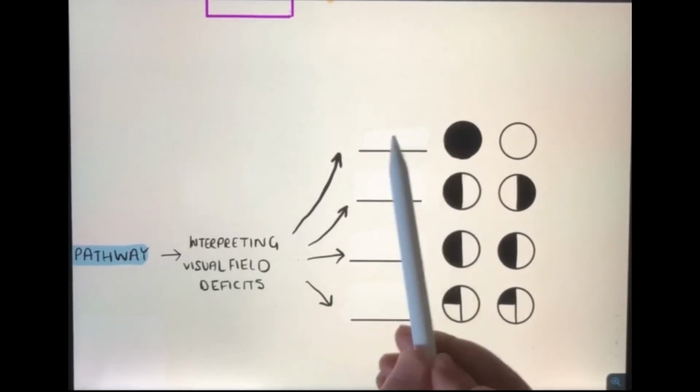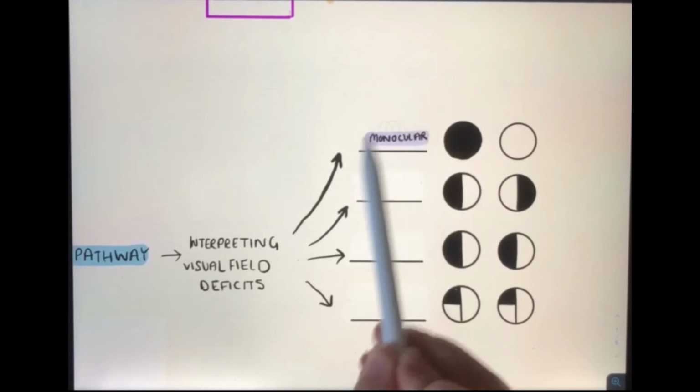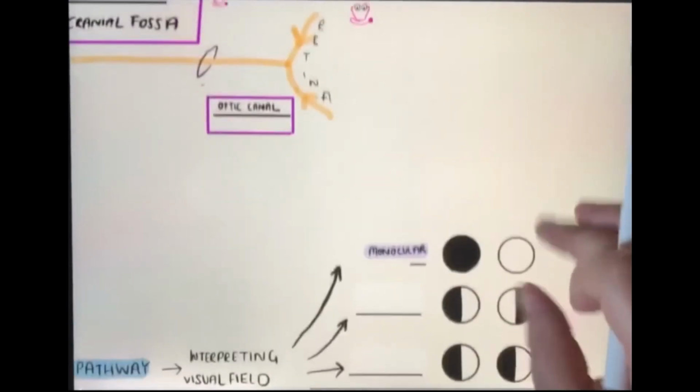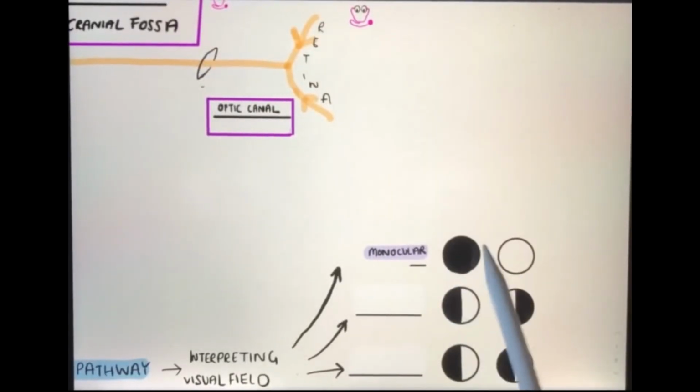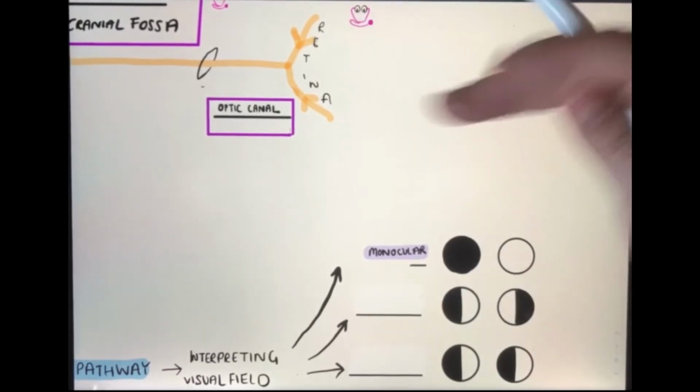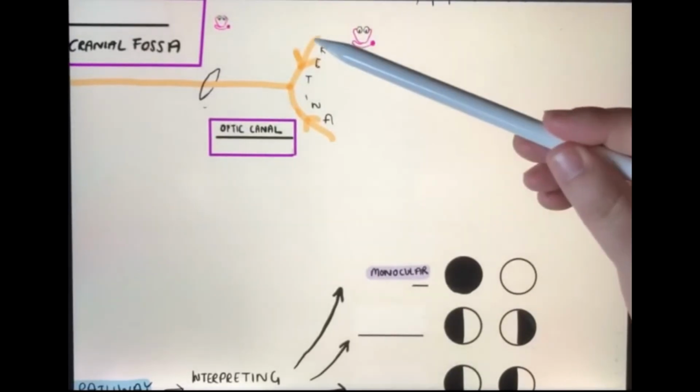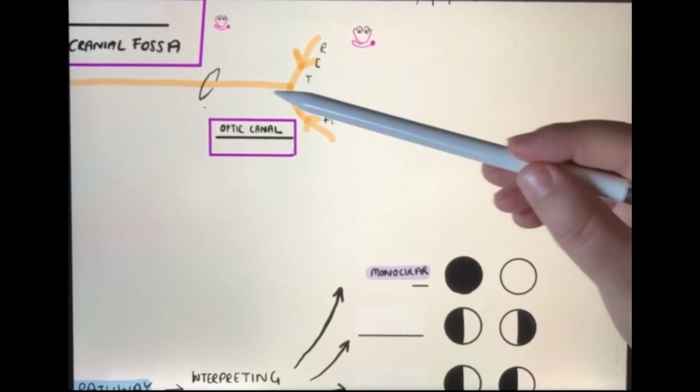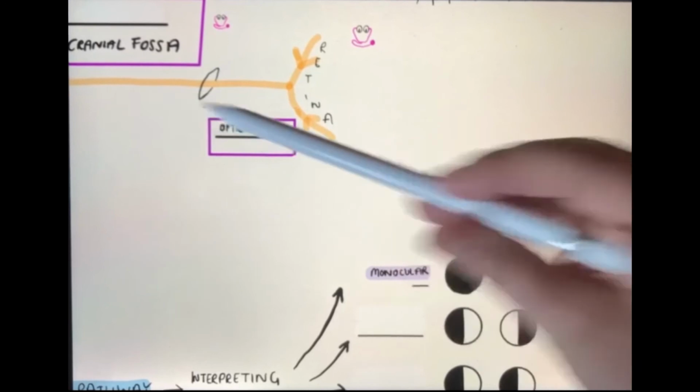So this one is monocular visual loss. So that means that we've lost vision in just one eye. And that usually indicates that the problem is either, in fact, affecting a large proportion of the retina or somewhere along the optic nerve just before it reaches the chiasm.